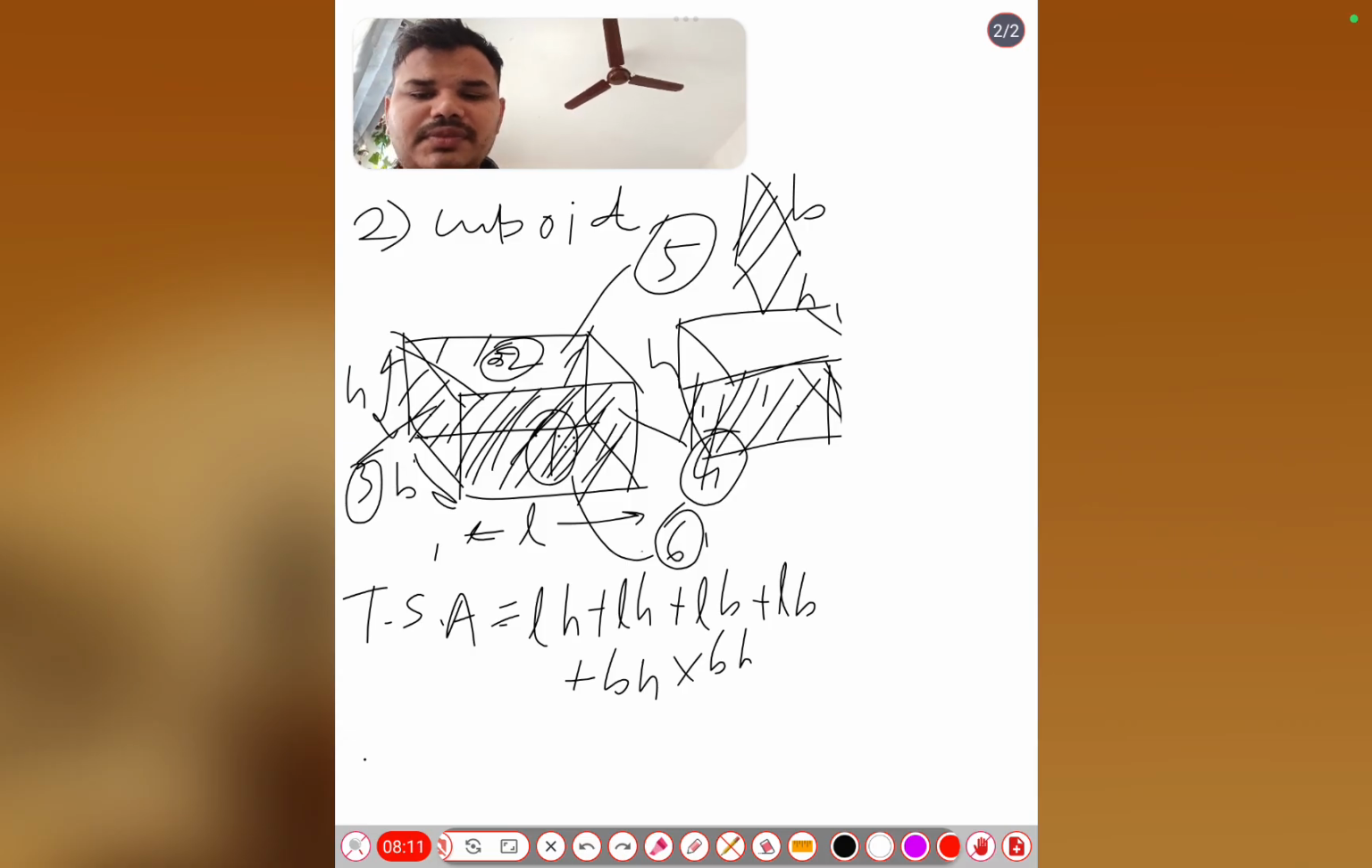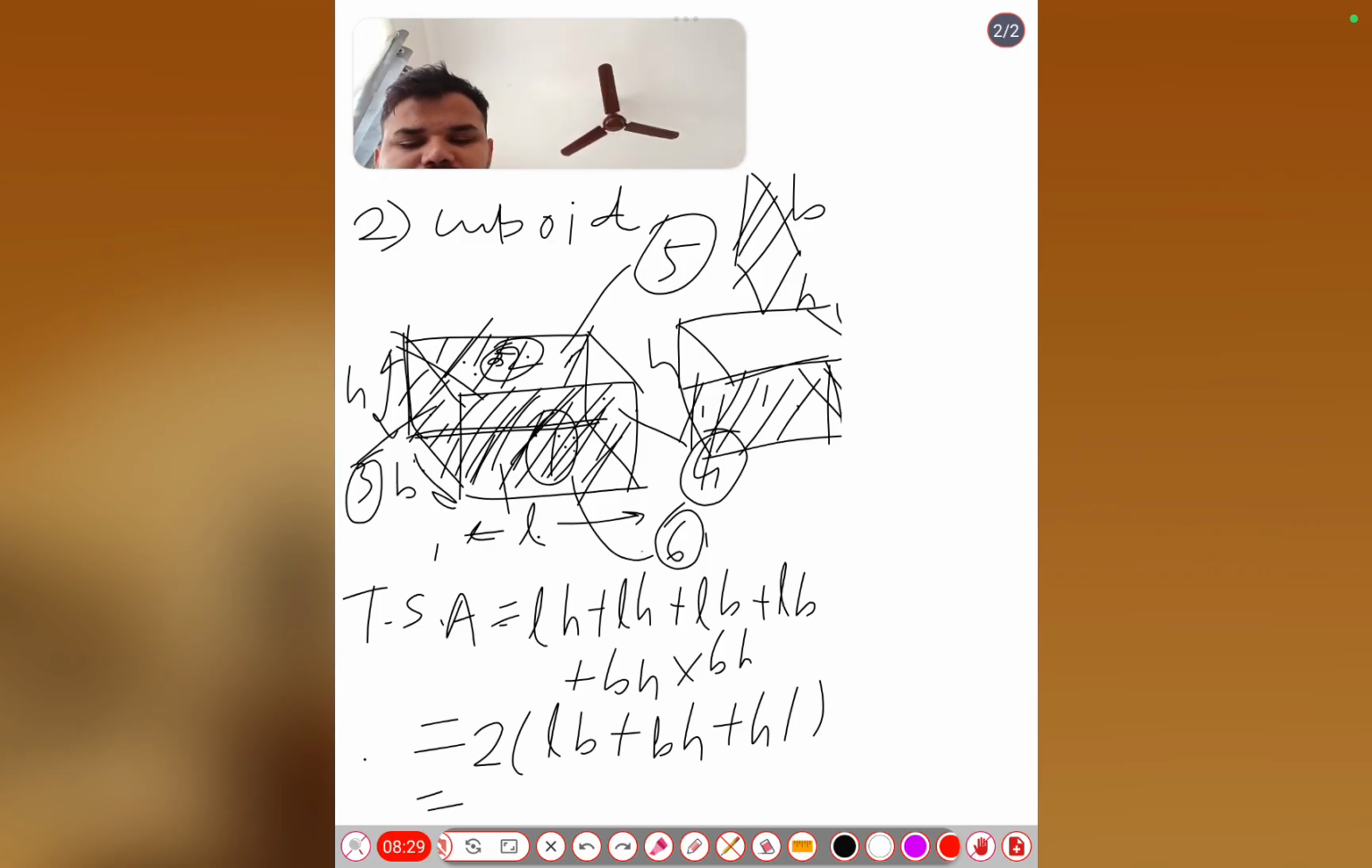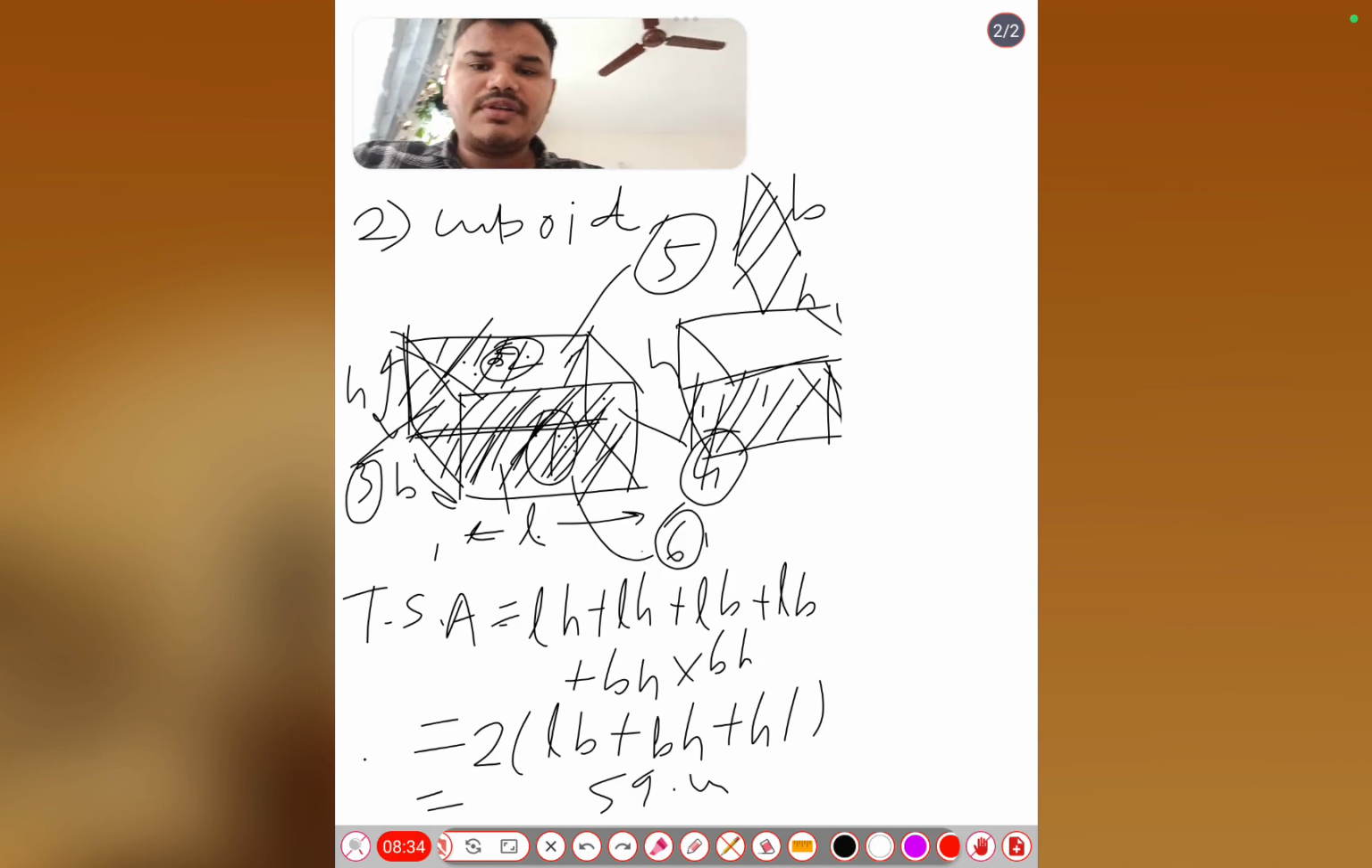So at the bottom there is length into breadth, and the top too, and the back side is the length into height, LH, and the front one is also LH. So simply we can write twice of LB plus BH plus HL. So we will get the total surface area, and the unit is square units. It may be square centimeters, it may be square meters also, whatever is given.